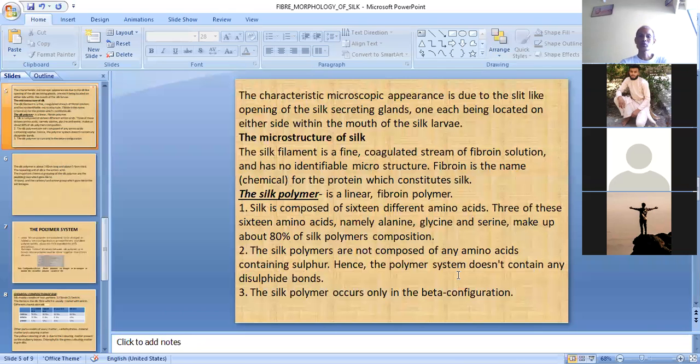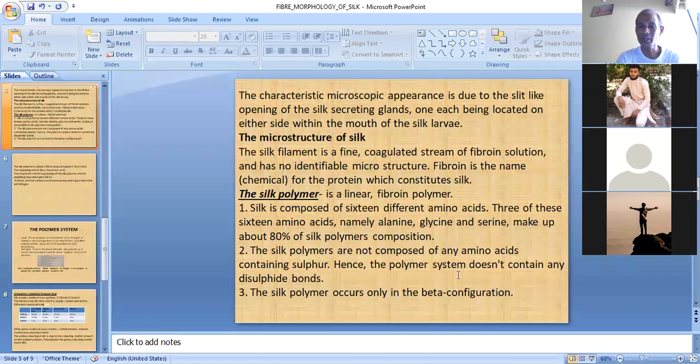Now, something about the polymer of silk. The silk polymer is a linear fibroin polymer. A few things about the polymer. First is, silk is composed of 16 different amino acids, like wool is composed of 18 different types of amino acids. Silk is composed of 16 different types of amino acids. Some are common with wool and some are different from wool.